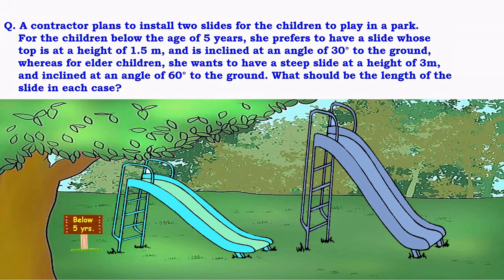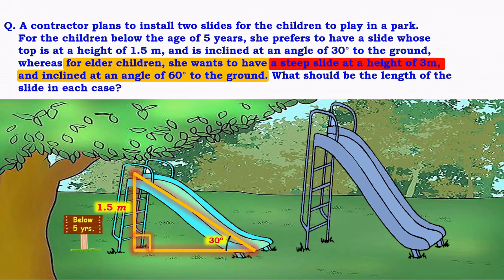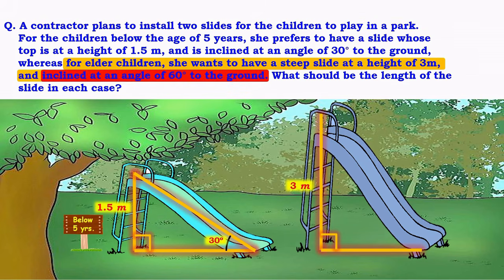Let us look at the given figure carefully. For the first slide, the height is 1.5 meters and the angle made by the slide with the ground is 30 degrees. For the second slide, the height is 3 meters and the angle made by the slide with the ground is 60 degrees. We will find the lengths of both slides using trigonometric ratios in the next step.